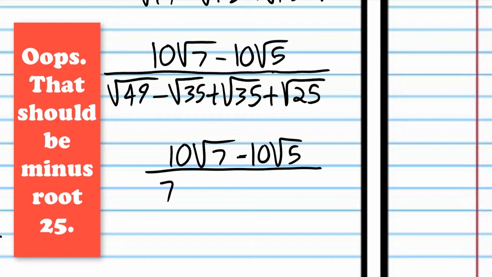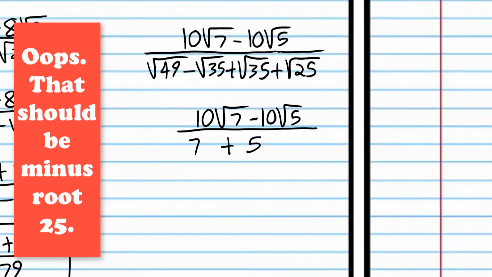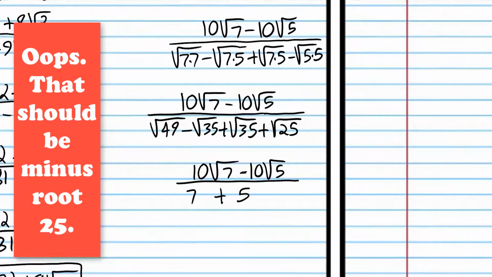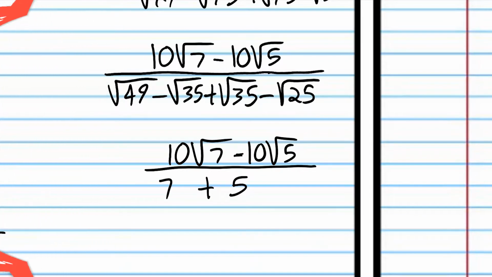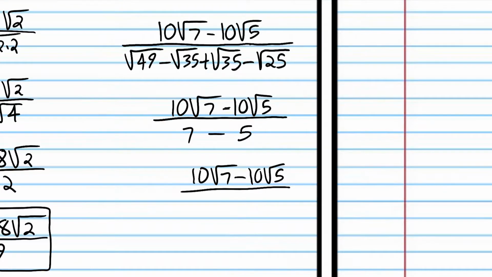So now these two cancel out. You can see they're opposite terms. When you add them together, they cancel out. And root 25 is just 5. So now we have 7 plus 5 in the... wait a second. No, I'm sorry. Made a mistake there. That should be minus 5. So 7 minus 5. Then we have 7 minus 5 is 2.